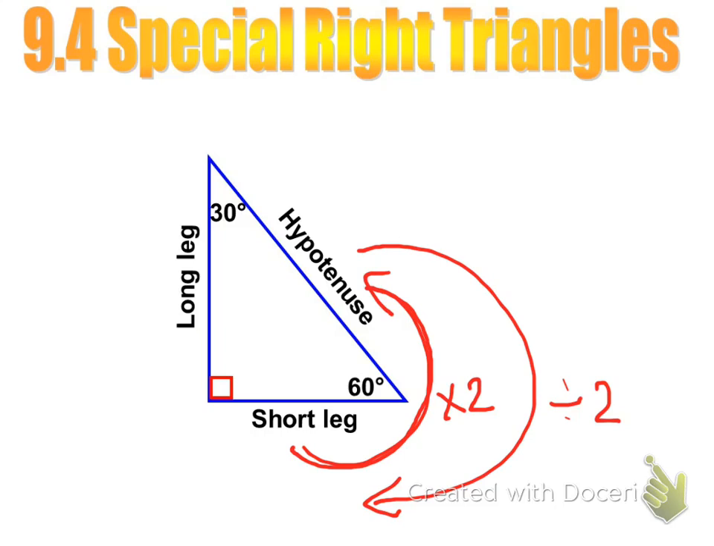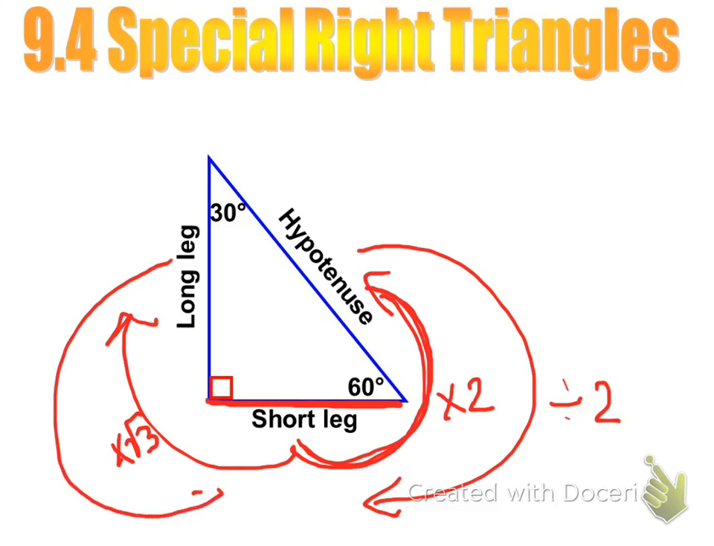What we want to learn now is how to get from the short leg around to the long leg. The short leg in a 30, 60, 90 is what I tell my students, the door. From the door, you can go either direction, around to the hypotenuse or around to the long leg. To go from the short leg around to the long leg, you would multiply by the square root of 3. To go backwards from the long leg to the short leg, you would divide by the square root of 3.